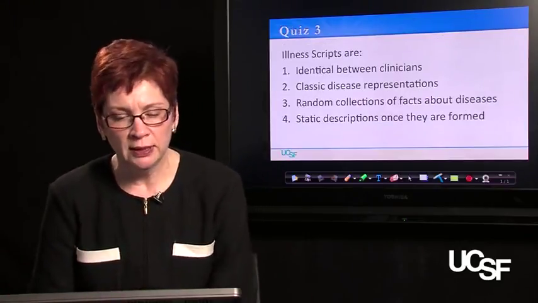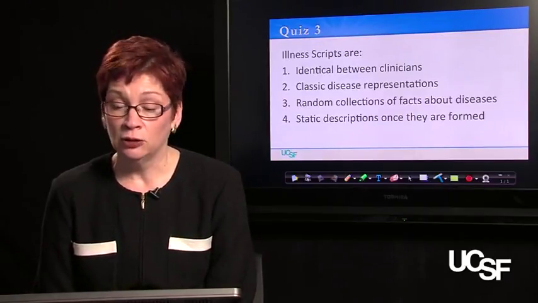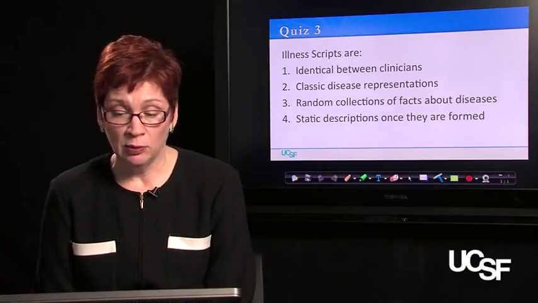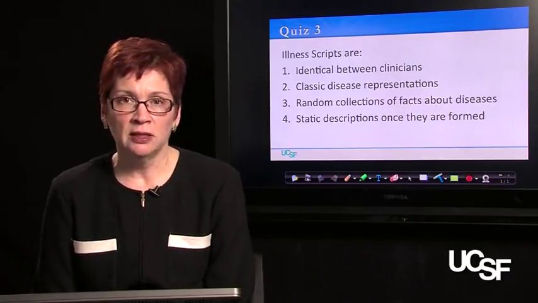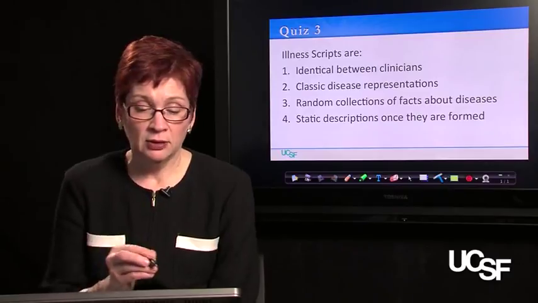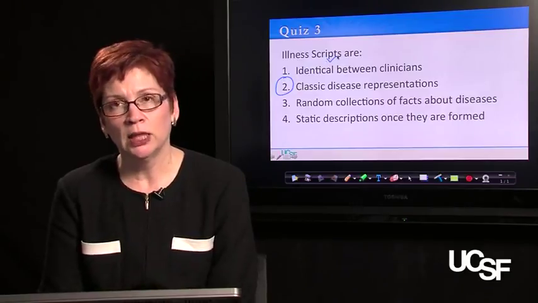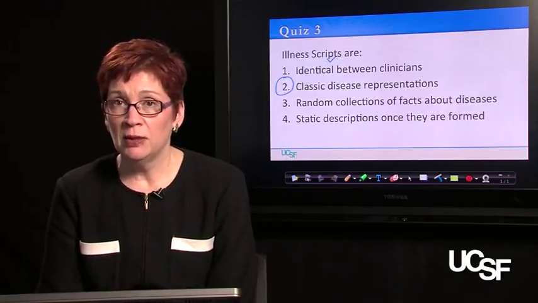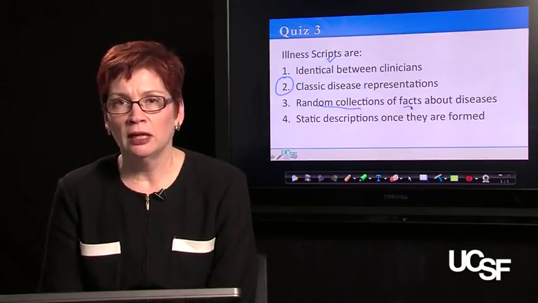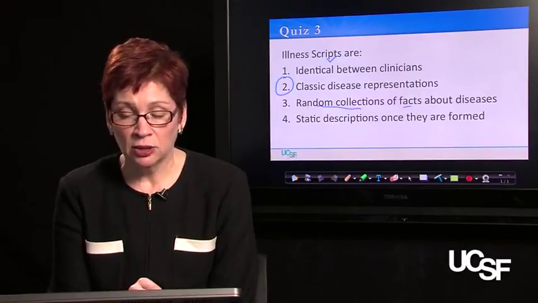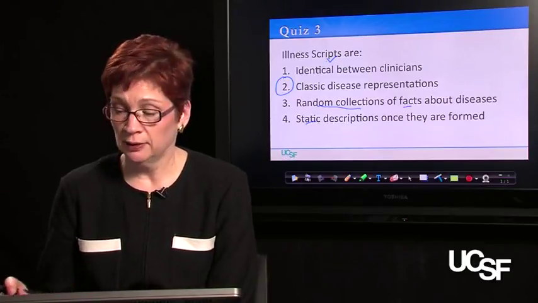So for this module, we have 2 quizzes. The first quiz is illness scripts. Illness scripts are identical between clinicians, classic disease representations, random collection of facts about diseases, or static descriptions of diseases once they are formed. And the answer here is illness scripts are classic disease representations. The foundation is identical between clinicians, but the details may vary from person to person. They're not random collection of facts about disease. They're structured in the elements that we've talked about. And they're not static descriptions once they're formed. They evolve over the course of a career based on further reading and experience with patients.